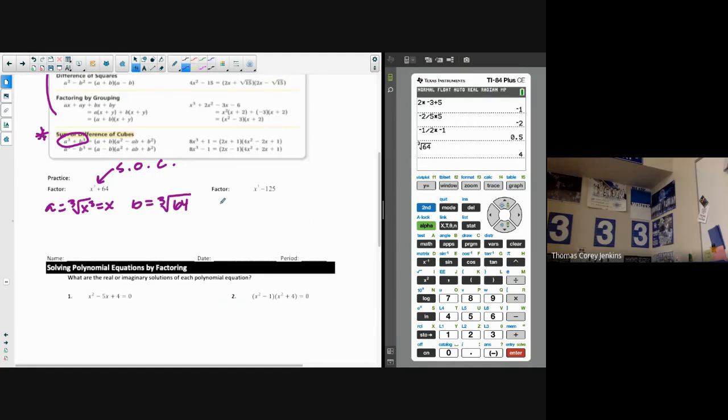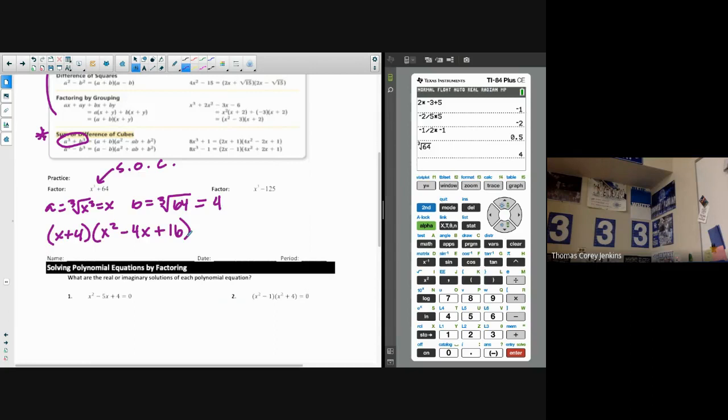All right, so a is x, b is 4, and then we just sub into this formula right here. So the first binomial is going to be x plus 4. And then our trinomial is going to be a squared, so x squared, minus a times b, so minus 4 times x, plus b squared, so plus 4 squared would be 16.